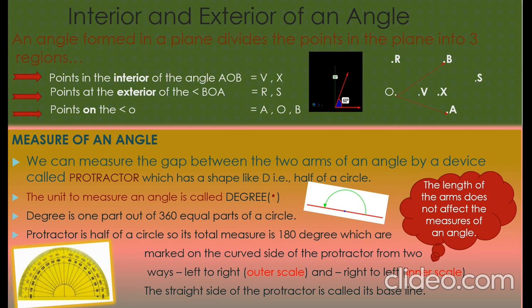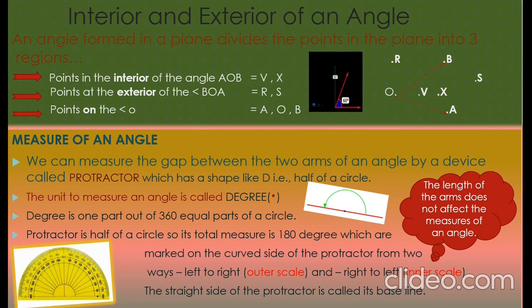The unit to measure an angle is called degree. Degree is nothing but one part out of 360 equal parts of a circle. Means when a circle is divided into 360 equal parts, measurement of one part is 1 degree.